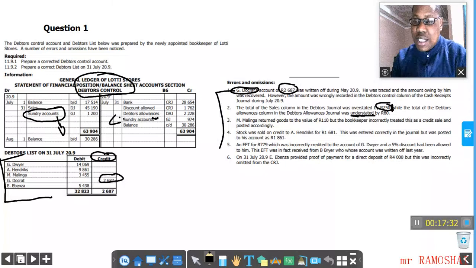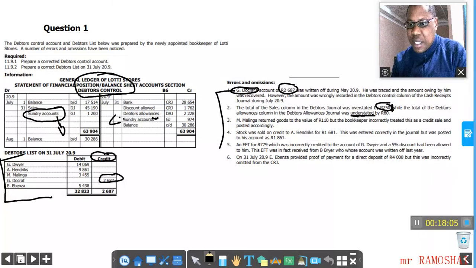Remember, a debit note is issued by us to our supplier when we return the goods. But in this situation, it is us, right? So if you check, Malinga is our debtor. That means Malinga returned goods to us, right? So when he returned the goods to us, this amount of 110 must be cancelled in our books, so that he is no longer owing us an amount of 110.